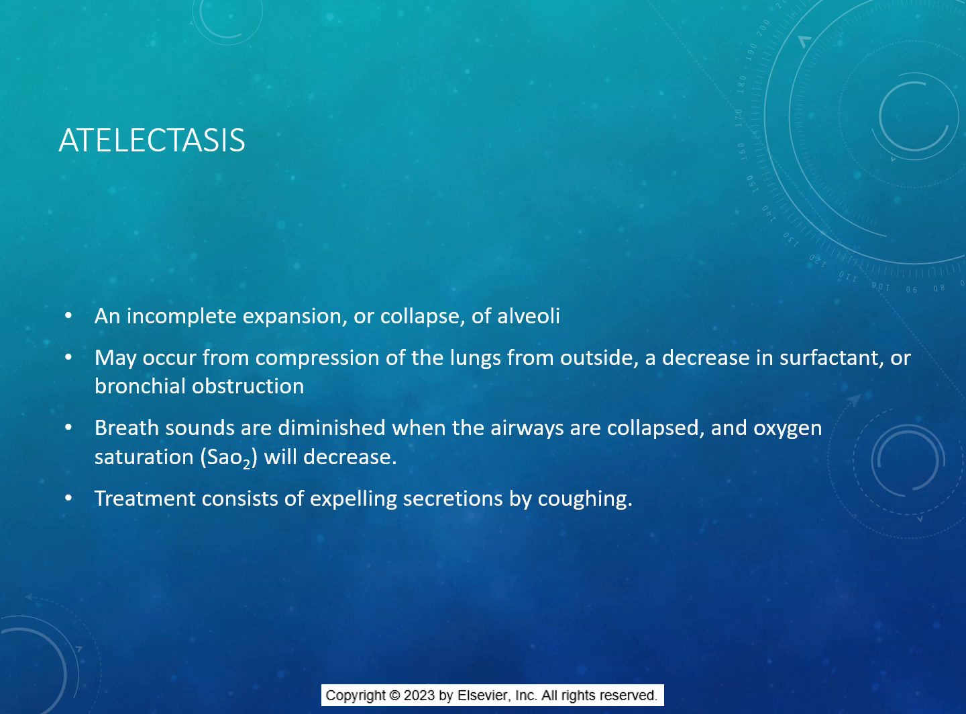Atelectasis is an incomplete expansion or collapse of alveoli. This can occur due to compression of the lungs from a lesion in the thorax, a decrease in surfactant, or bronchial obstruction that will prevent air from reaching the alveoli. This is typically a reversible condition. Breath sounds will be diminished when the airways are collapsed, and the oxygen saturation will decrease. Treatment will consist of expelling the secretions via coughing. Deep breathing and the use of the incentive spirometer will help keep these alveoli open and functional.